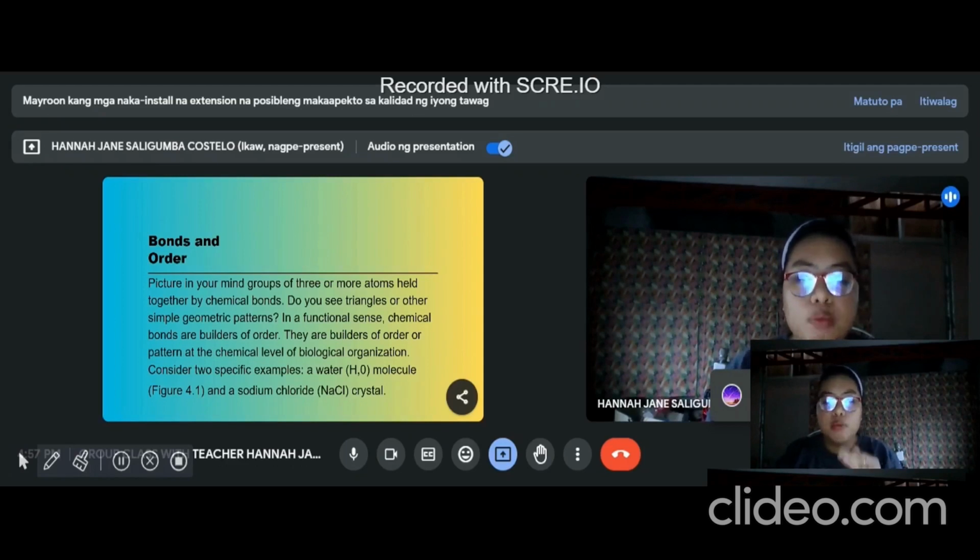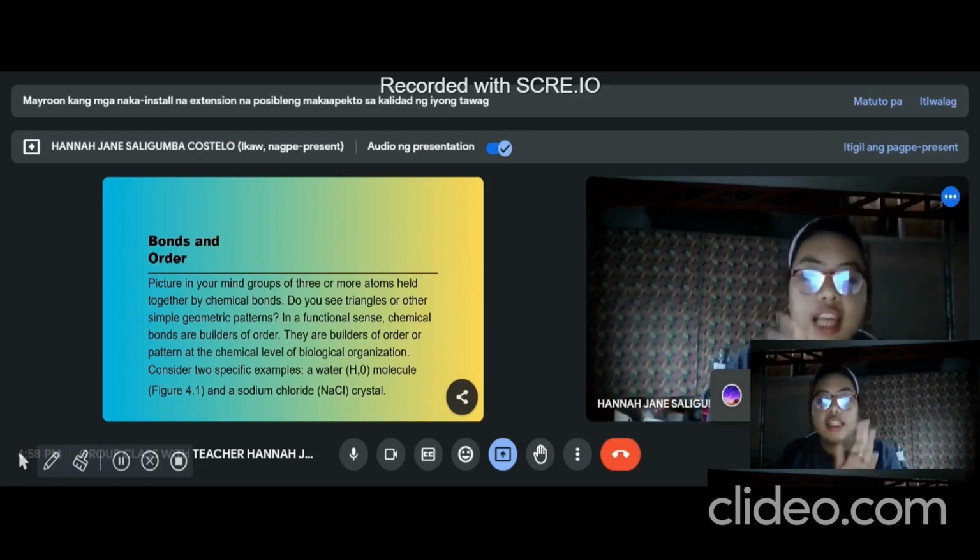When we say sodium dichloride, di means 2. It's a prefix, means 2. So magiging 2 atoms of chlorine, di ba? Just like, di ba, carbon monoxide, mono means 1. Carbon dioxide, di means 2.